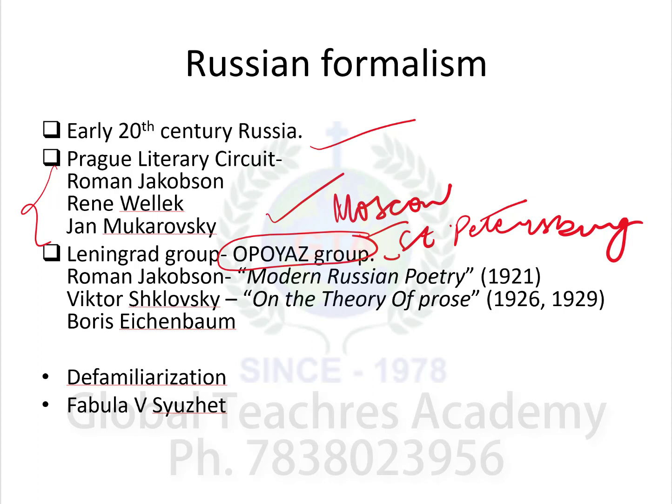where Roman Jakobson's Modern Russian Poetry, Victor Shklovsky's On the Theory of Prose, and Boris Eichenbaum. These are three important figures, right? Now, Russian formalism, exactly like New Criticism, talks of keeping the text within the text, right? So understanding of the text should be within the text.